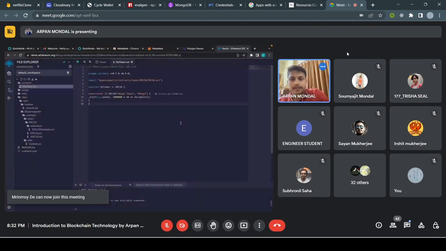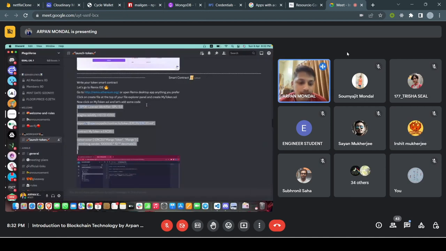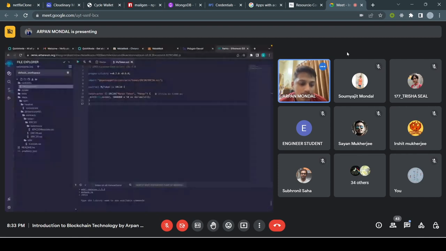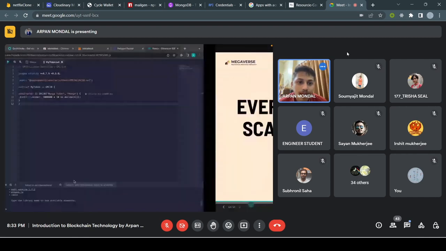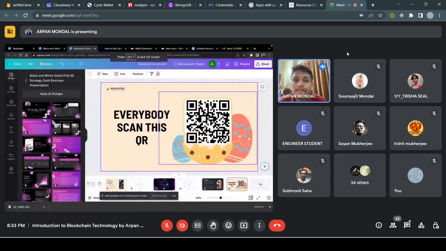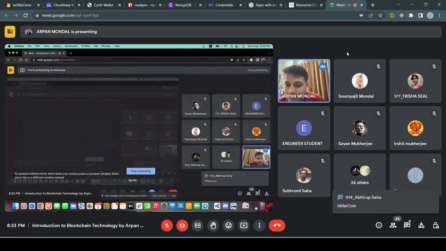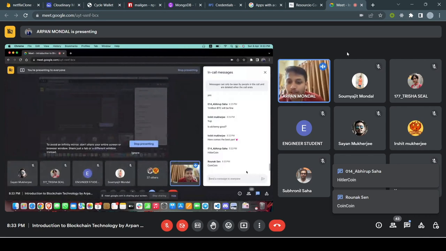Okay, it's pasted. So, guys, what do you want to name the coin which you're going to build now? Hello, everybody. Yes, hello. What do you want to name it again? Hitler coin. Let's take some more interesting suggestions.